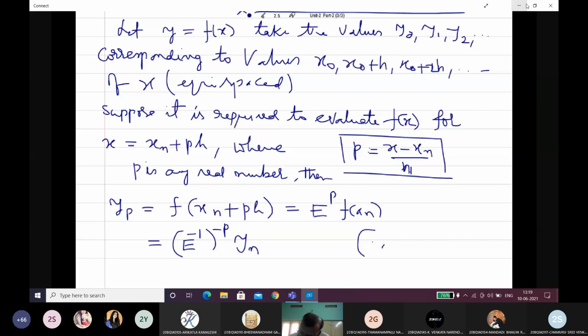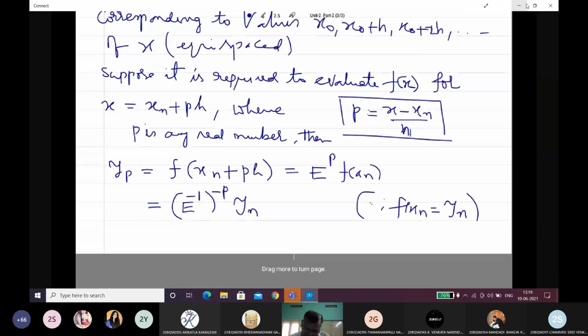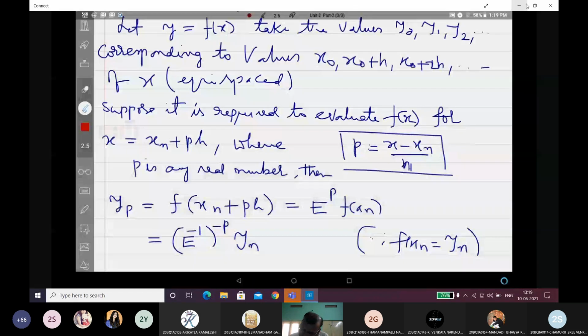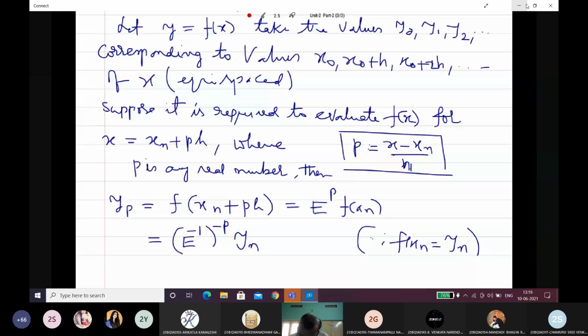What is the formula for e power -1? e power -1 is equal to 1 minus delta. That is very, very important, that we have to note down. e power -1 is equal to 1 minus delta, and we have to apply this formula in the next page.